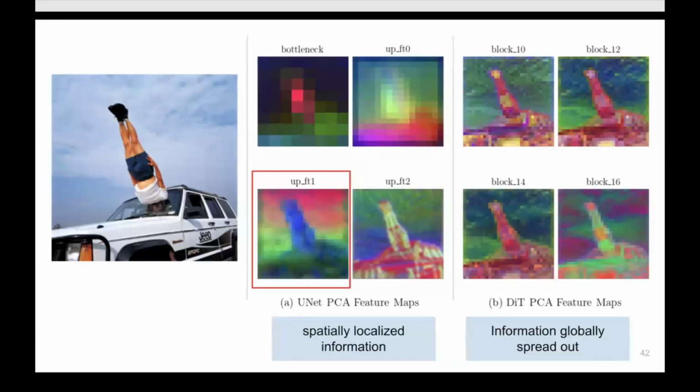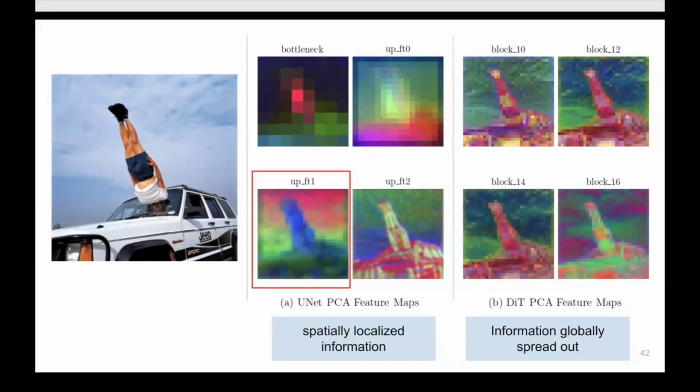Just going back to the previous slide, I'm still new on the vision side, but how exactly are you able to recognize that the UNet one is spatially localized versus DIT's information, for example, because in block 12 I noticed that it is also still, I don't know, spatially localized. Yeah, I see your point.